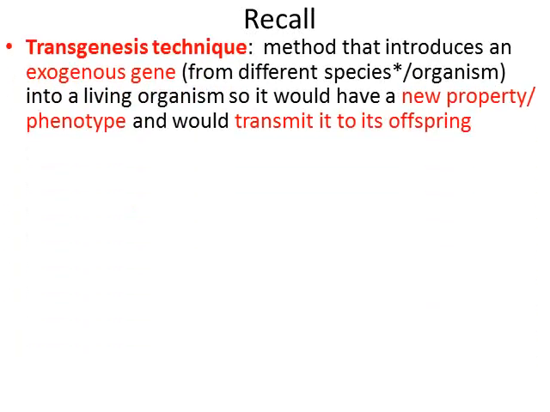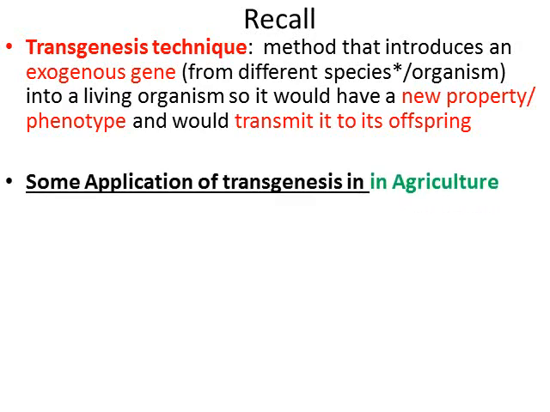So let's do some recall before we start solving an exercise, starting with the word transgenesis. What is transgenesis? It is the process where we introduce an exogene. This exogene could be from a different species or a different organism of the same species, and we allow this organism, or the recipient, to have a new phenotype, and this phenotype is transmitted to its offspring because the gene will be transmitted to the offspring. So three main ideas for it to be transgenesis: we have an exogene, this exogene is providing a new phenotype, and this phenotype is transmitted to the offspring.